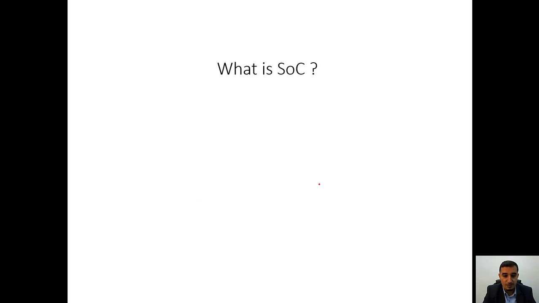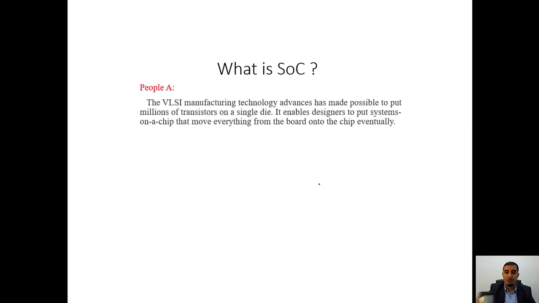So what's the system on chip? A group of people call it VLSI. VLSI stands for very large scale integration. VLSI manufacturing technology advances have made it possible to put millions of transistors on a single die. It enables designers to put systems on a chip that move everything from the board onto the chip eventually. Instead of having everything on a printed circuit board, we are moving everything inside one chip.